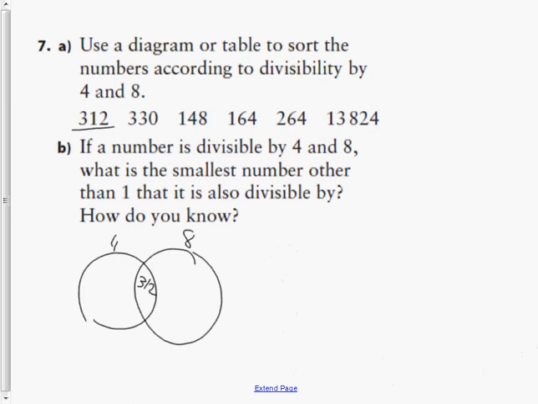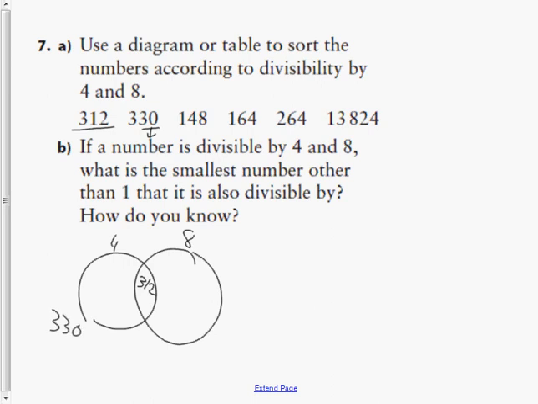330. Is it divisible by 4? Well, I can divide it by 2 the first time, but once I get to 15, I can't, so it's not divisible by 4. And 330, therefore, if I cut it in half the first time, it can only go once, so it's not divisible by either, so it goes outside here.